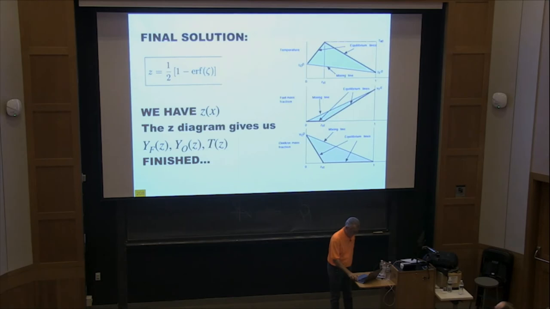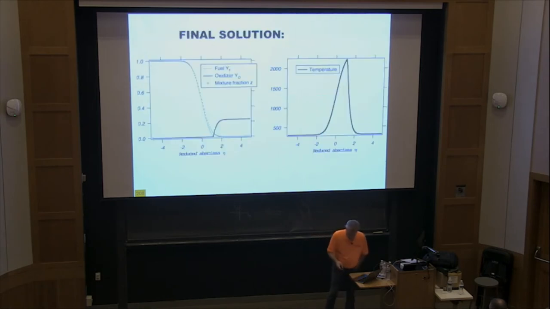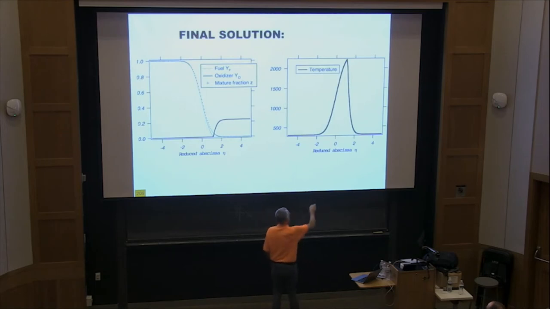And then you can do the following thing. You know the analytical solution for Z. You have the Z diagram, and so you can construct everything you want. And the result is given here. This line here is Z going from 1 to 0 for a certain value of strain. And then you can construct here the oxidizer and the fuel mass fraction, and you can construct the temperature. So, of course, this is for an analytical solution.